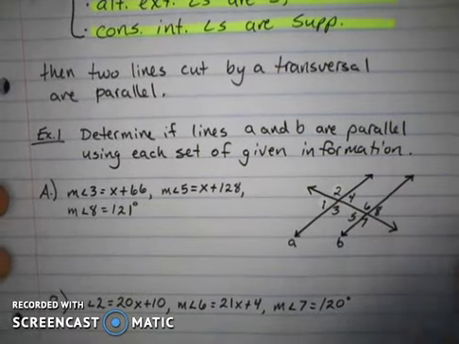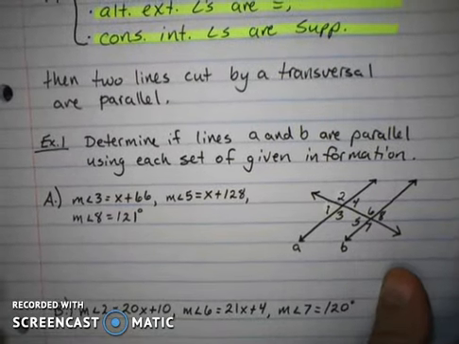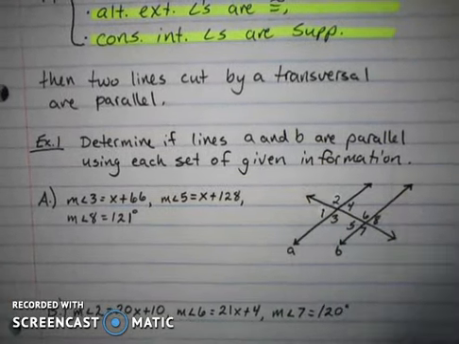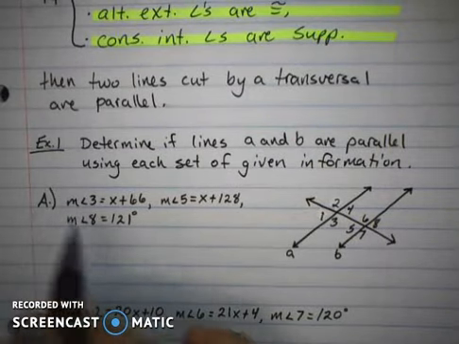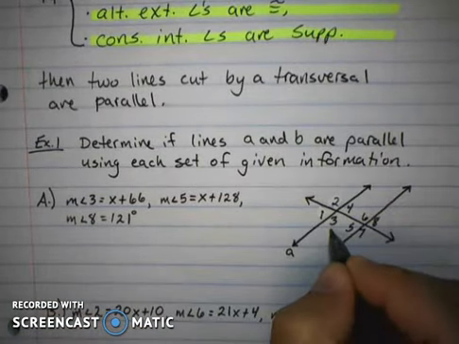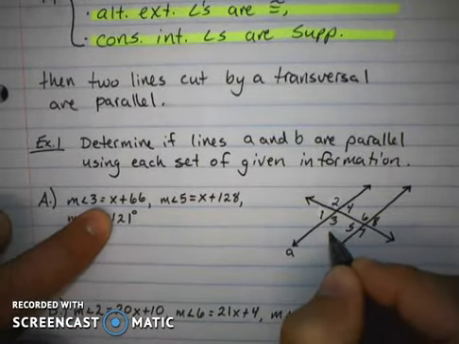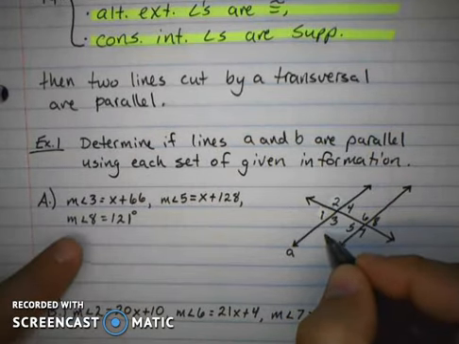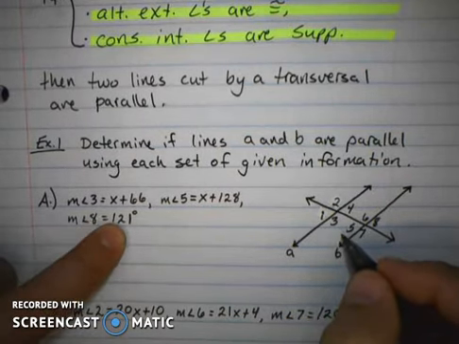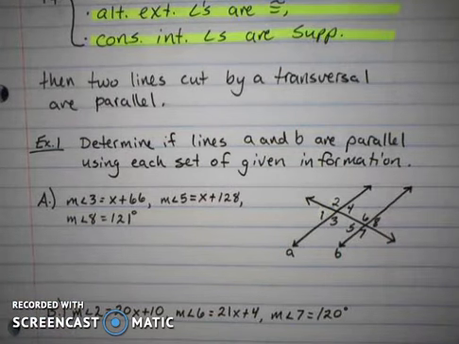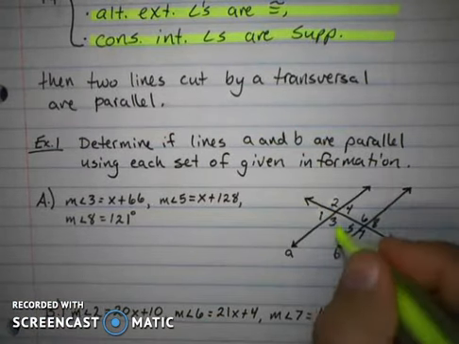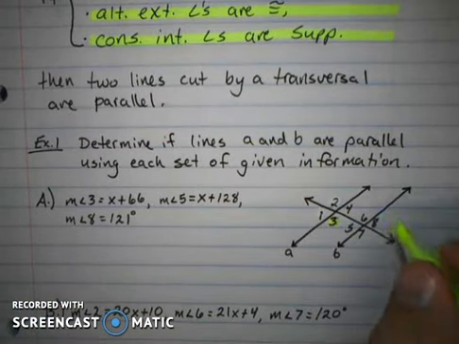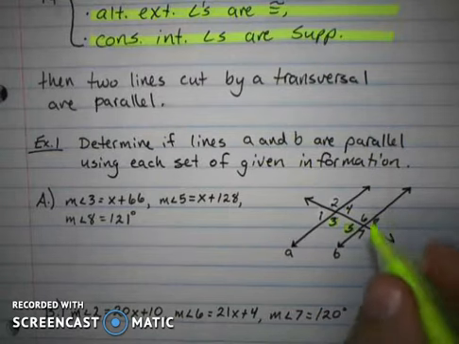Okay, so if you need to pause, go ahead and pause, get that copied down. Otherwise, this is how we're going to do this problem. So we're given, in the first case, that the measure of angle 3 is x plus 66. The measure of angle 5 is x plus 128. And the measure of angle 8 is, in fact, 121 degrees. So we're just going to use those angles to start with. Okay, we're going to use 3, 5, and 8.